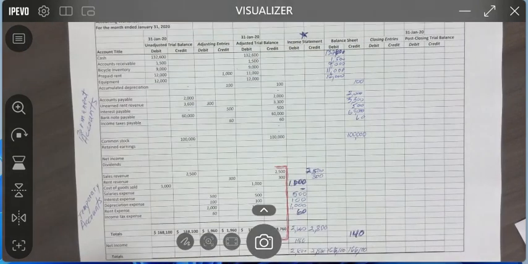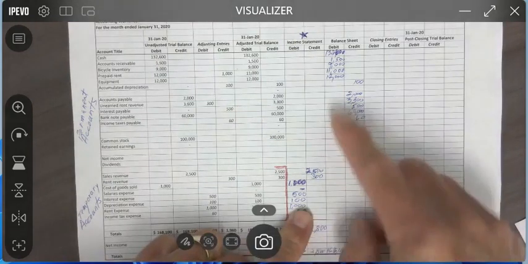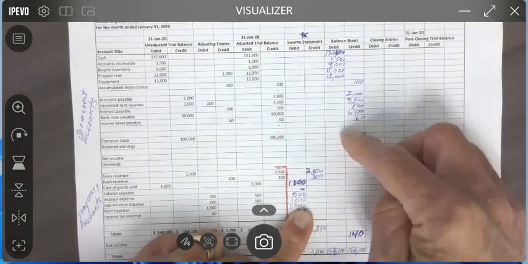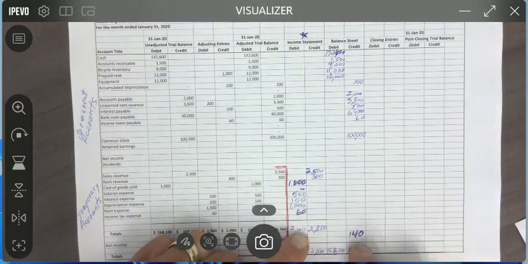All right, thank you for your attention. I hope that's pretty straightforward. And again, by the way, in the next chapters, you'll see how we would use the information in these columns to prepare financial statements in proper form.